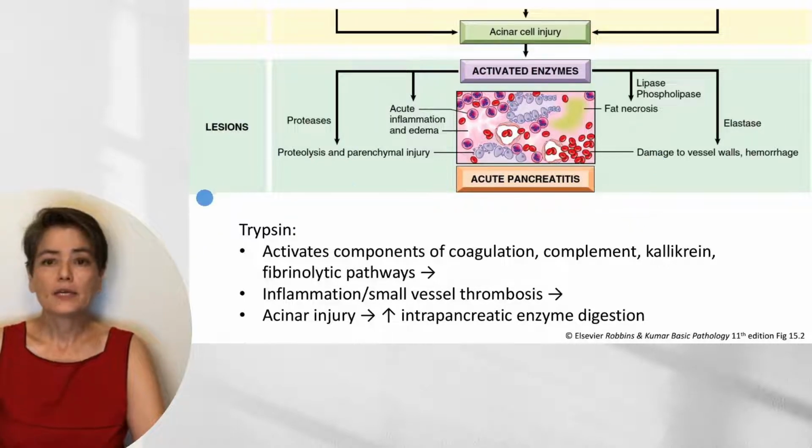And all of these together are going to lead to the findings we see in acute pancreatitis. And I wanted to take a moment to talk about trypsin because trypsin is really key to this entire process. Because in addition to simply activating our proenzymes, it also activates components of coagulation as well as complement, kallikrein, and fibrinolytic pathways. In addition, we can get inflammation and small vessel thrombosis, which is going to lead to acinar injury, and increased intrapancreatic enzyme digestion.